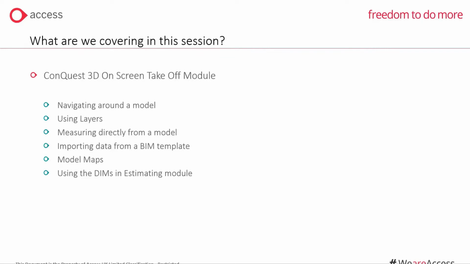So we're going to look at navigating around the model. We're going to look at using the layers, turning them on and off, and then measuring directly from a model. We can look at importing the data that we've done from a BIM template, or how we've created a model map and used the data from this. We're then going to look at using the DIMs within the estimating module.